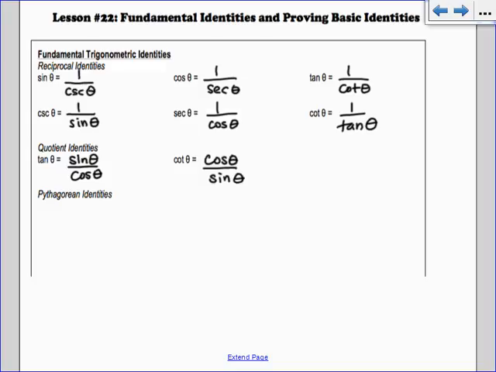Okay, and then we have the Pythagorean identity. This is one of the most important ones, and there are actually 3 different versions of it. I'm going to write the first one, and that's the one I want you to memorize.